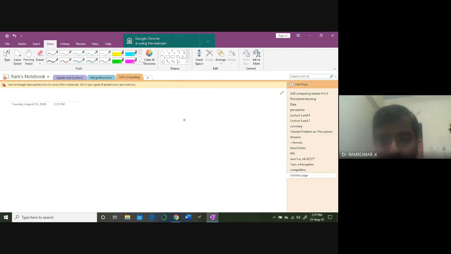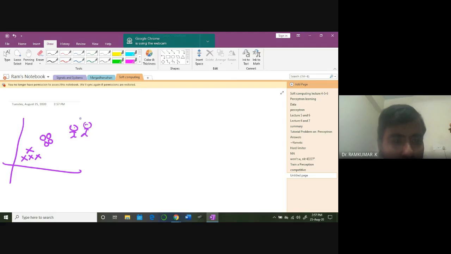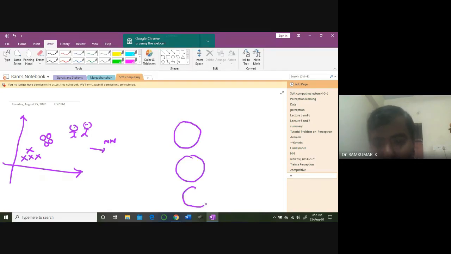Just imagine this. I have 3 clusters of data. Another data set is there like this. And the third one is something like this here. So 3 clusters I have. Now I would like to train my neural network to recognize these clusters. What do I do? I choose 3 neurons, and I'll give this 2-dimensional data, x1, x2. Then I give the same x1, x2 to all the 3.